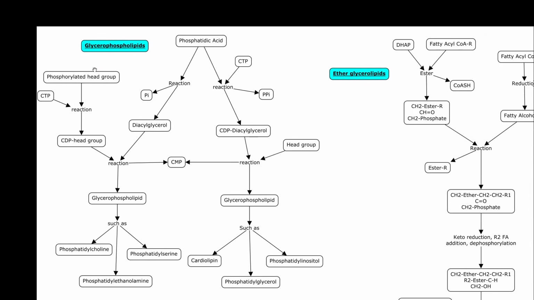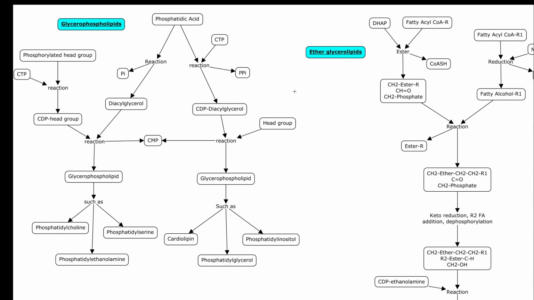Okay, so let's go ahead and start off looking first at glycerophospholipids. Now there are kind of two ways, depending on what order these steps are done in, that's going to determine what kind of glycerophospholipid you get. So let's take a look down here going on the left. First, you got your phosphatidic acid. If you get rid of the phosphate first, giving you a diacylglycerol, concurrently you'll have your phosphorylated head group that will use cytosine triphosphate to give you a CDP head group. Then those will react to form your glycerophospholipid.